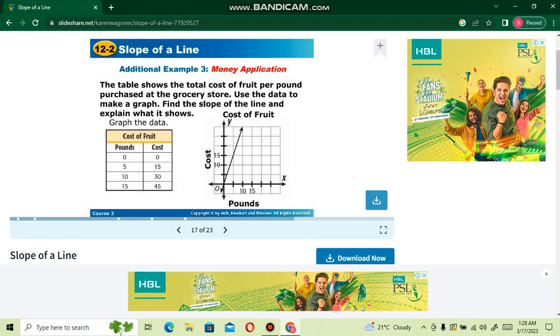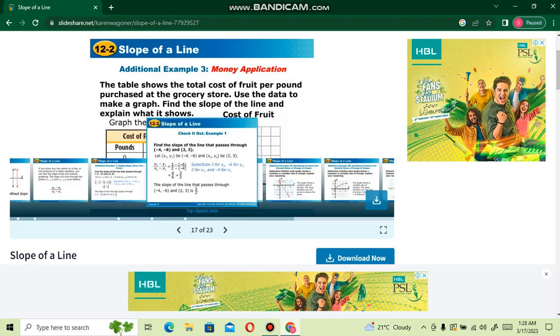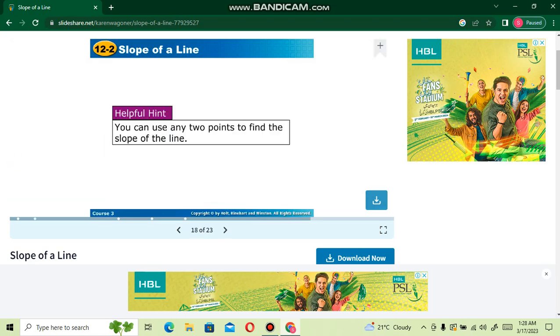The table shows the total cost of fruit per pound purchased at the grocery store. Use the data to make a graph. Find the slope of the line and explain what it shows. Pounds and cost: 0, 0; 5, 15; 10, 30; 15, 45.